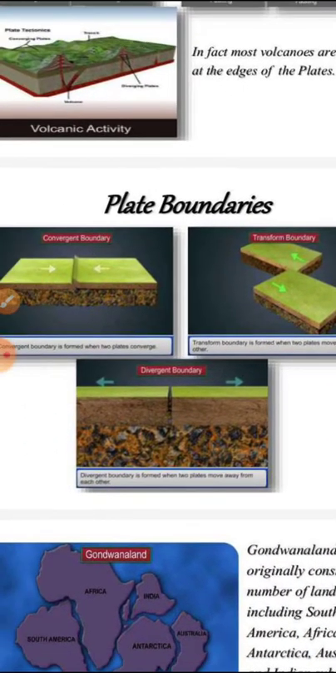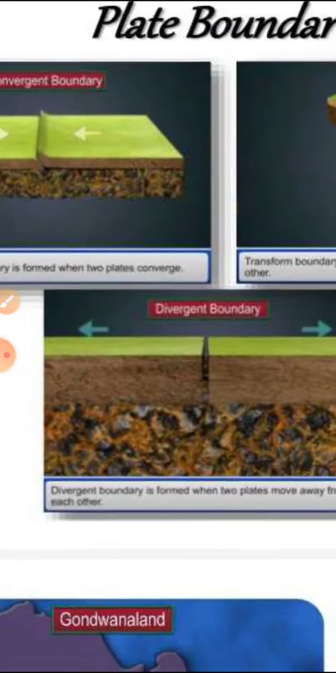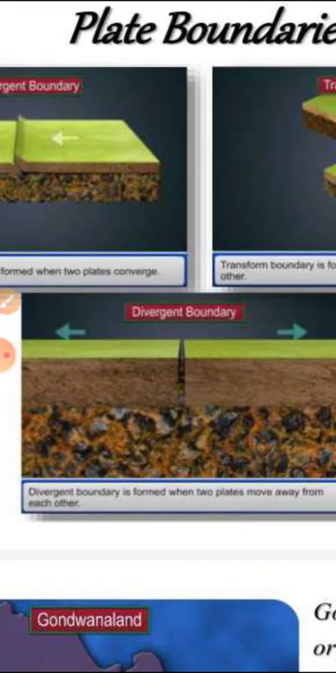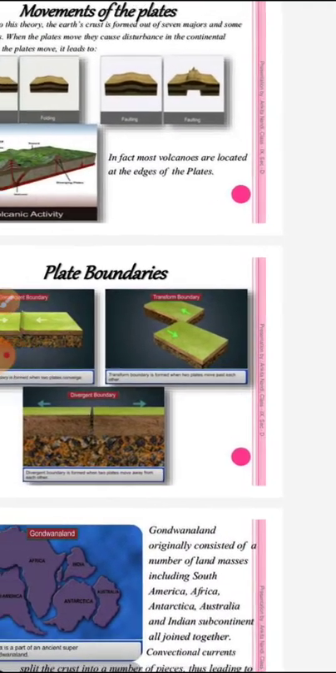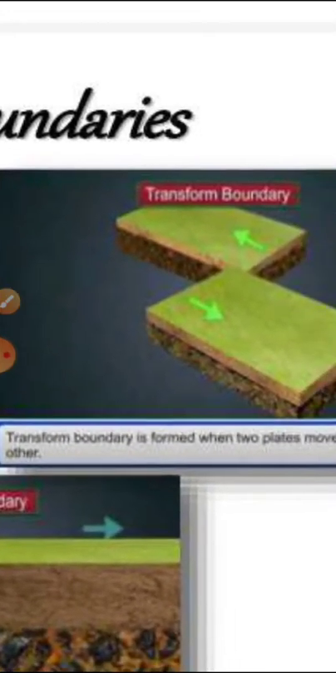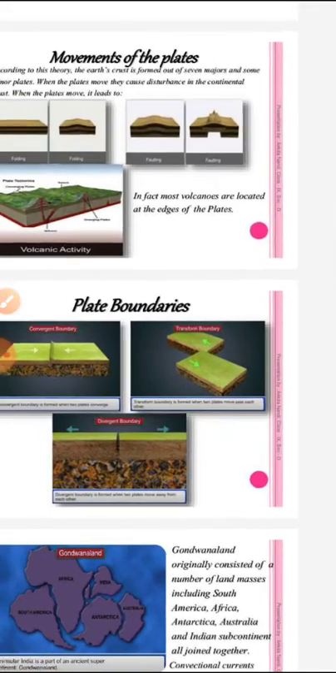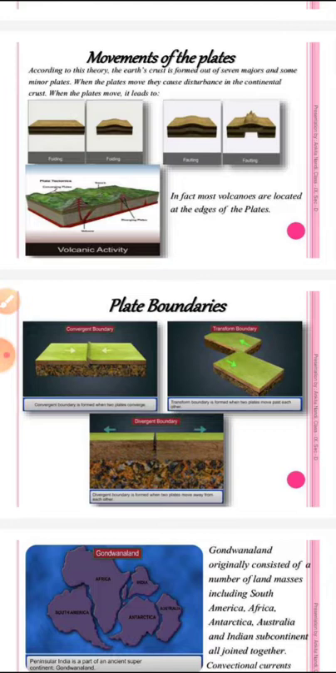Then the second type of movement is known as divergent movement of tectonic plates. Here you can see the 2 plates are moving apart. When the 2 plates are moving away from one another, they are known as divergent tectonic plates, and they are forming a divergent boundary. And the third type of movement: sometimes it may happen that instead of moving towards one another or moving apart, two plates may slide against the boundary of one another. This type of movement is known as transform movement, and these plates are forming a transform boundary. So these are the three types of movement of the tectonic plates.